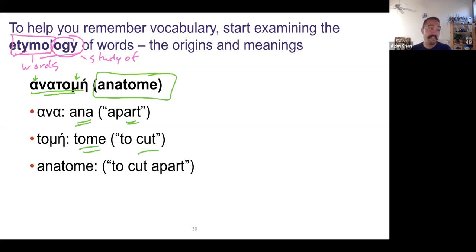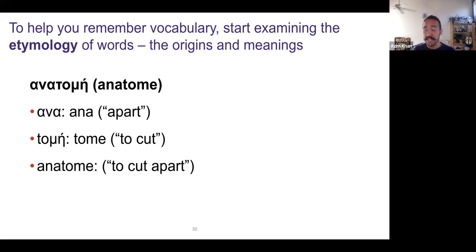And that makes sense. While anatomy does not always involve cutting things apart, that is a fundamental part of anatomy, to look inside of something to understand what makes up that human body or other body. You can study the anatomy of other things, not just humans, but of course we're studying human anatomy.